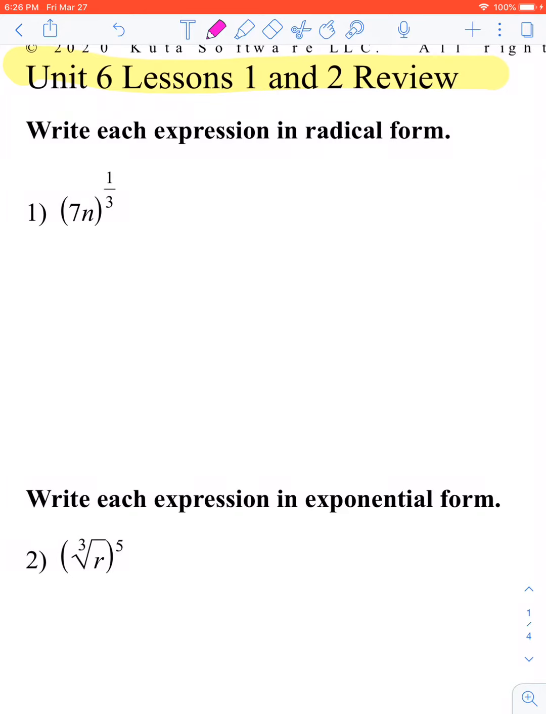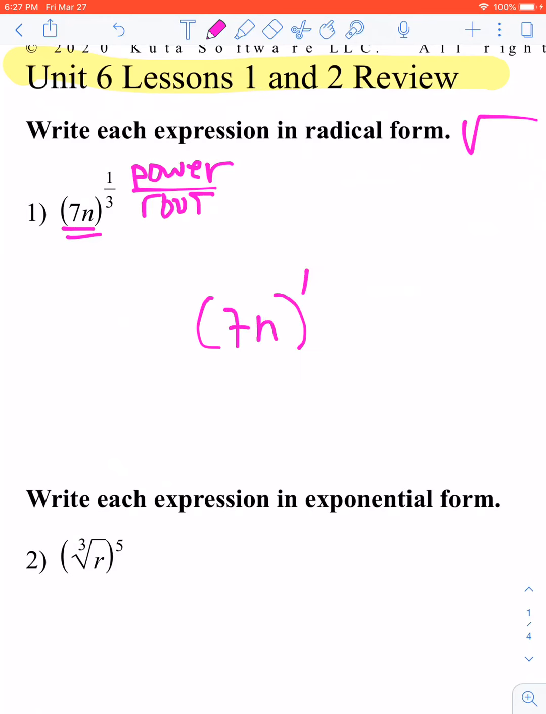First type of problem. We want you to write each expression in radical form. That means I want a radical in my final answer. So we need to remember that the top number is the power and the bottom number is the root. And since my base is in parentheses, keep it in parentheses. So 7n is being raised to the first power, cube root. So that should match the first couple of problems on your assignment.